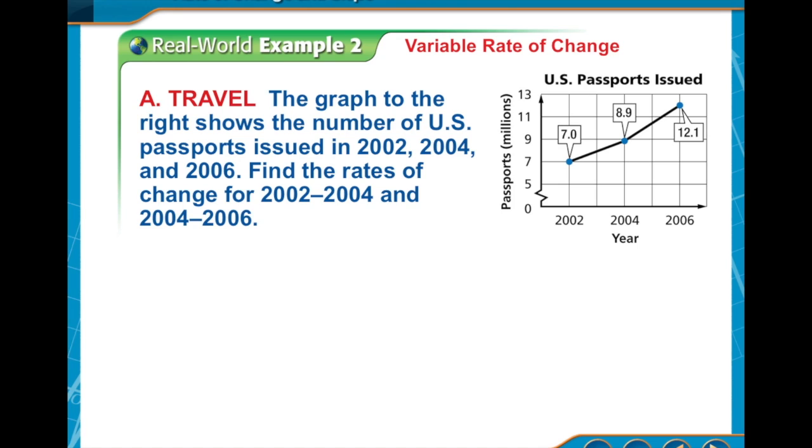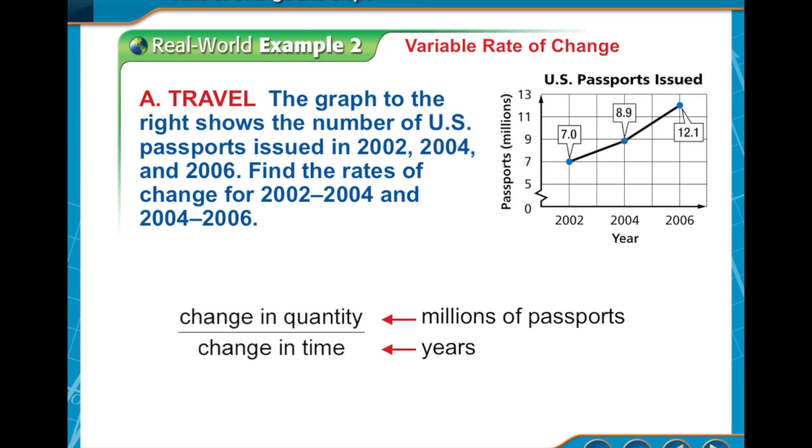Okay, so another real world example. This time we're talking about travel. So what you need to have down is some kind of a picture, some kind of an image of this graph. So the graph on the right here shows the number of US passports used in some specific years. We want to find what was the rate of change for this period from 2 to 4? And then also how did it change from the period 4 to 6? So two different slopes that we'll find to solve this problem.